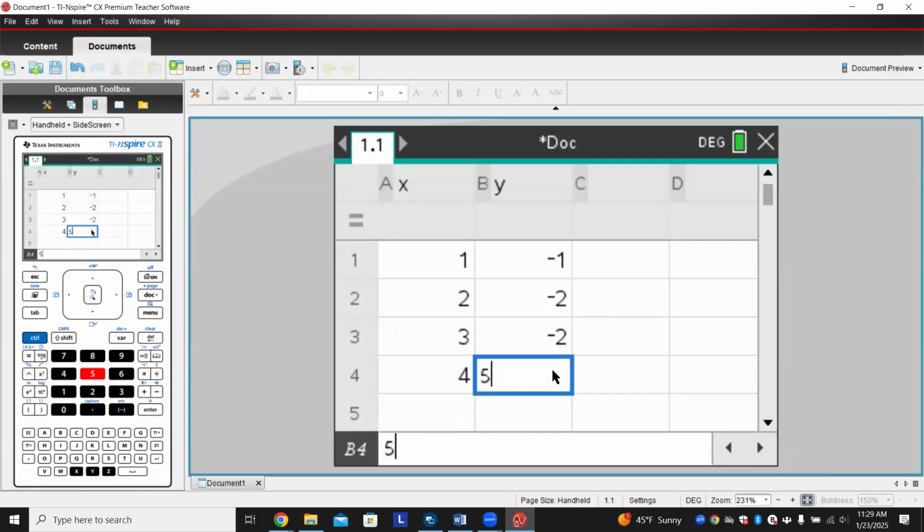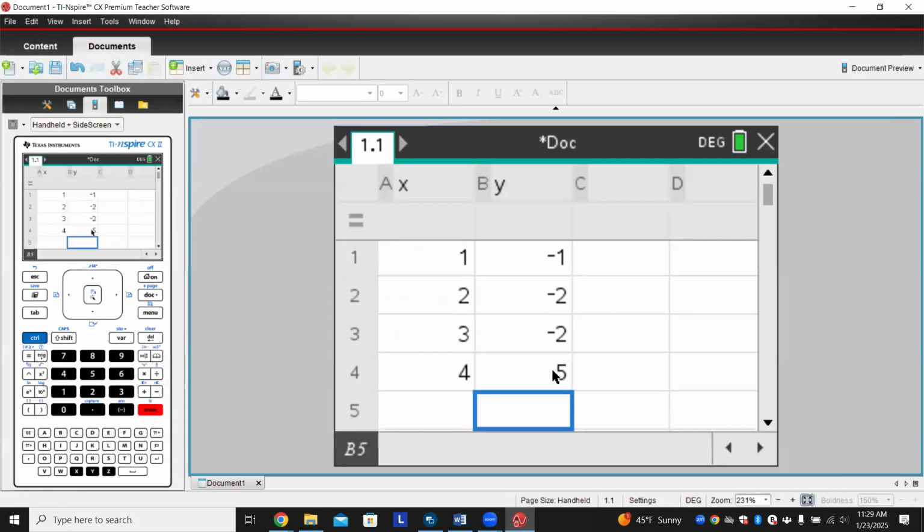A big thing here is once you type that last number, make sure you hit enter or arrow down. This will tell the calculator that you're done typing. If not, it'll not register that point. So when we go to the next step, you'll have some issues.